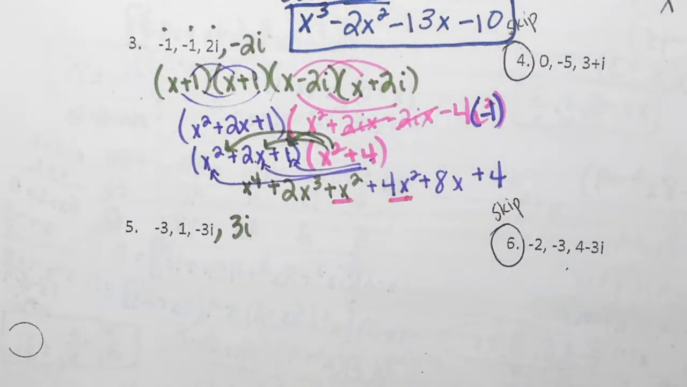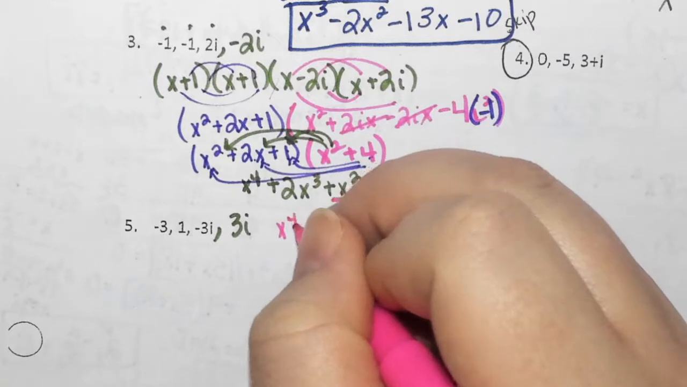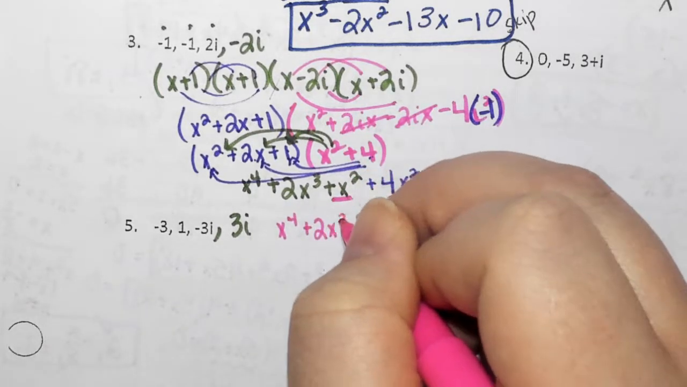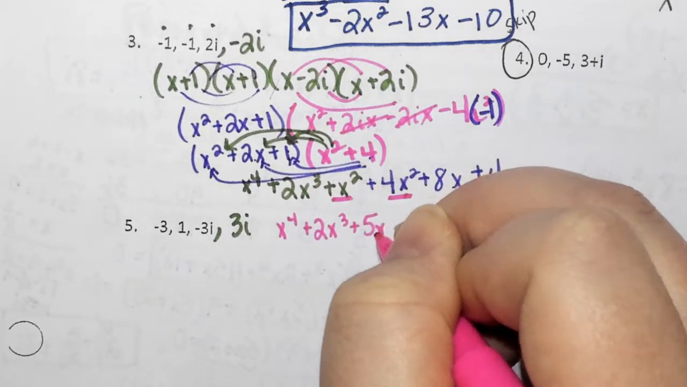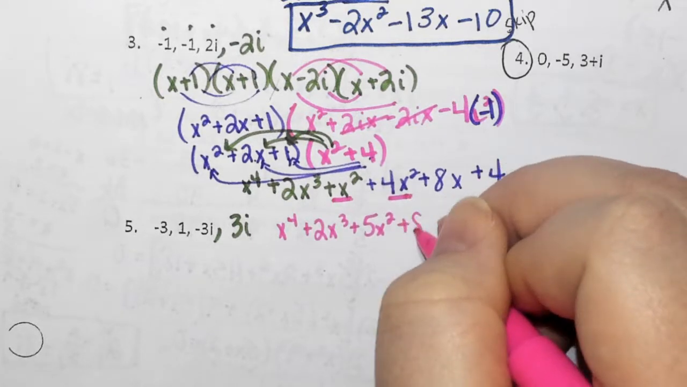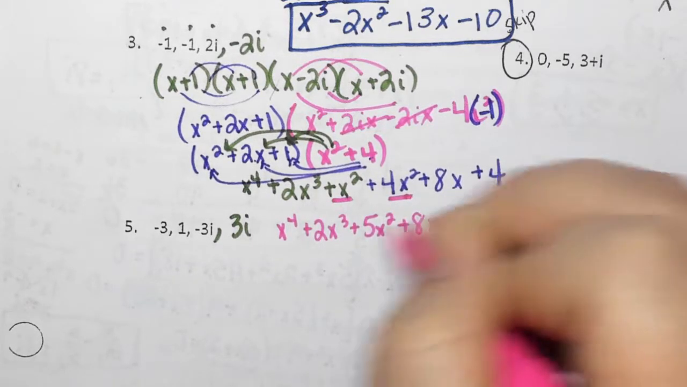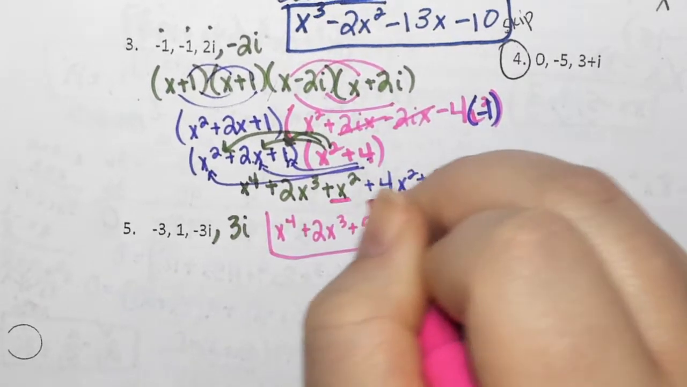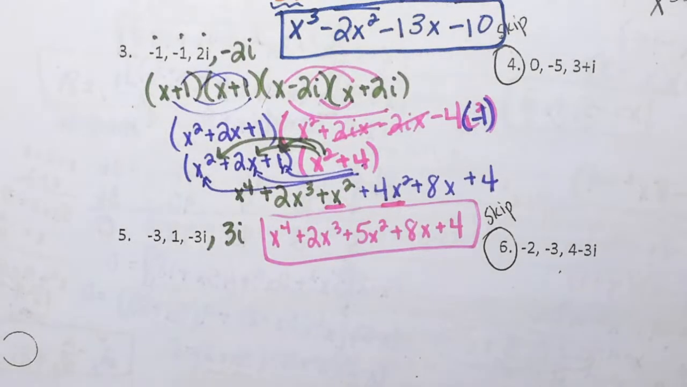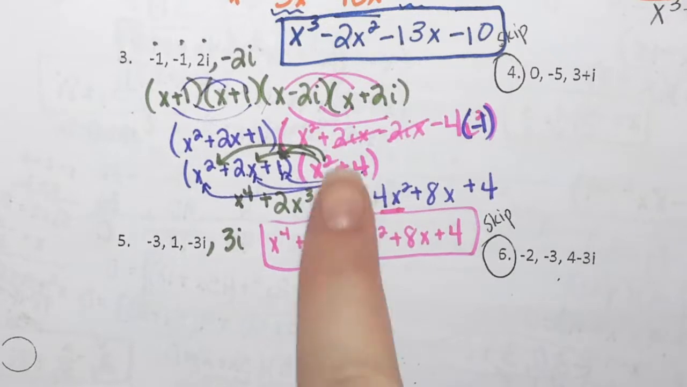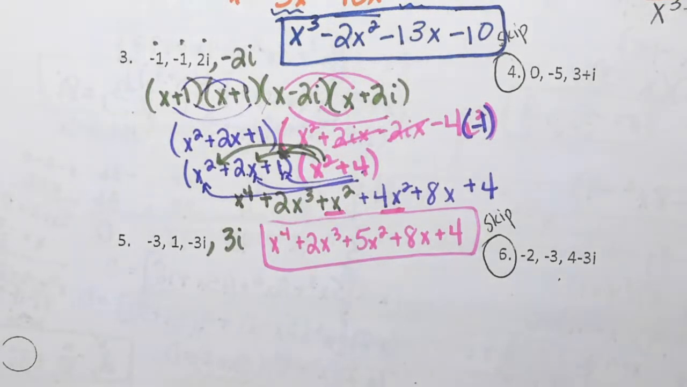So my final answer is x to the 4th plus 2x to the 3rd plus 5x squared plus 8x plus 4. Yay. So we were given zeros, and we worked backwards to find what is that polynomial that led to those zeros.